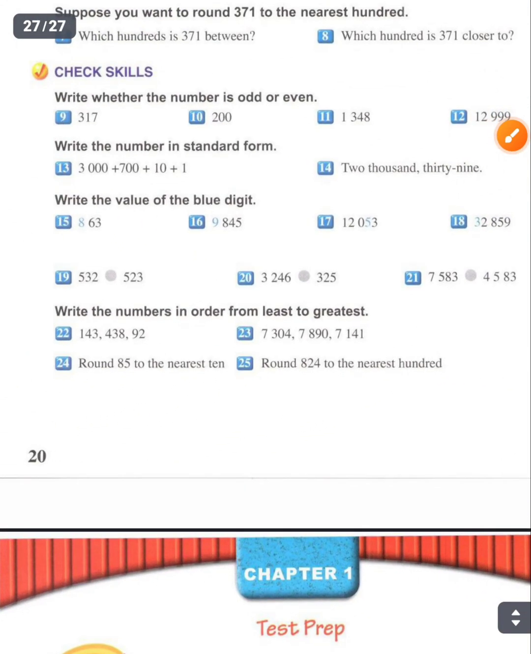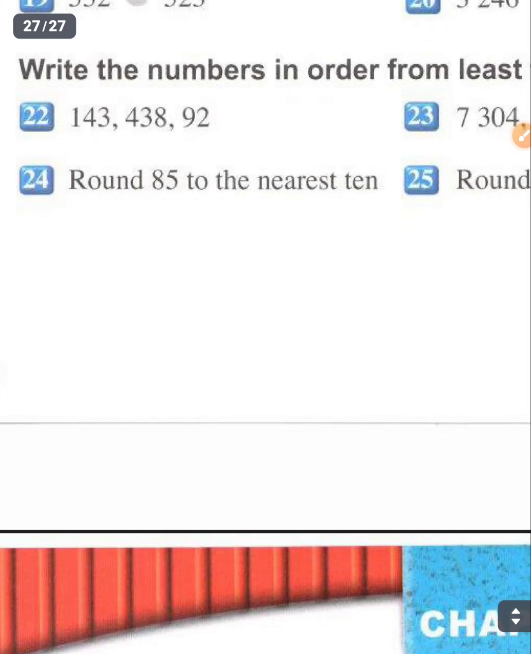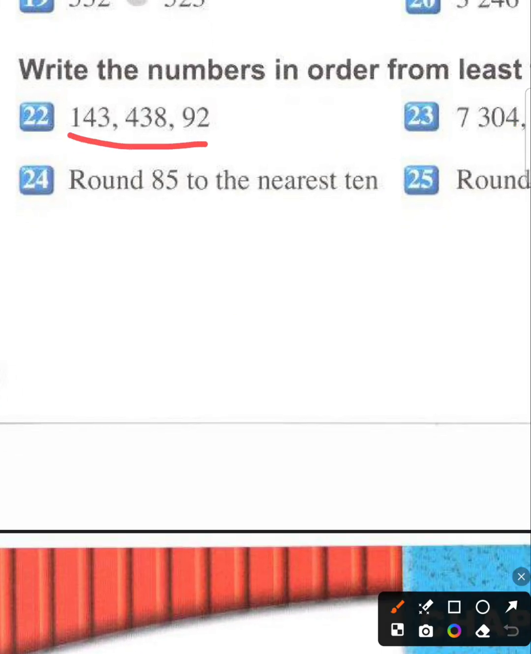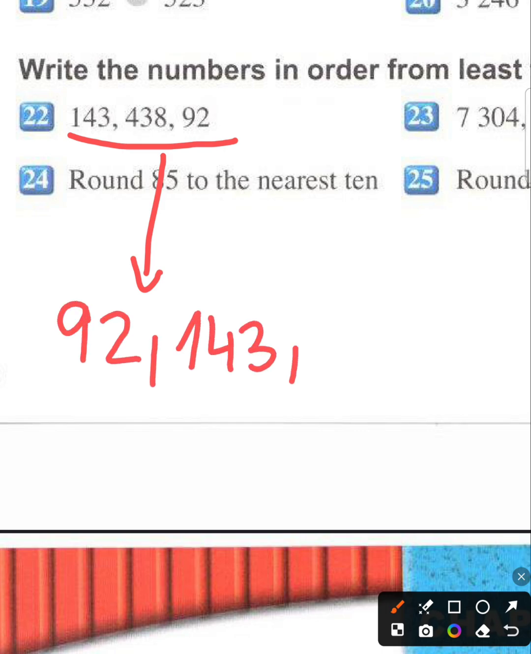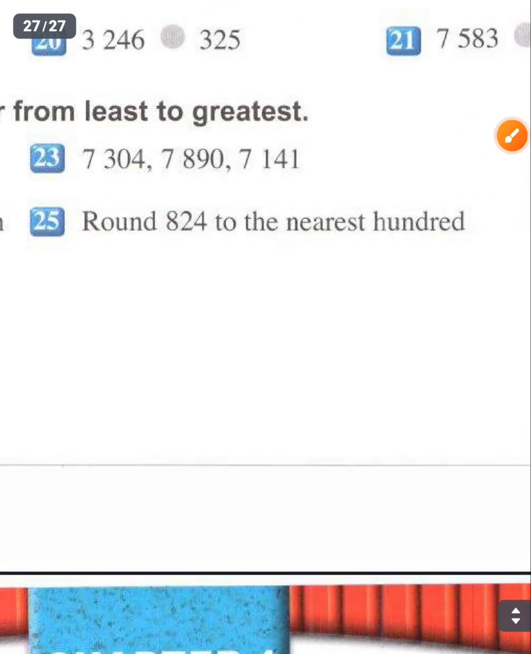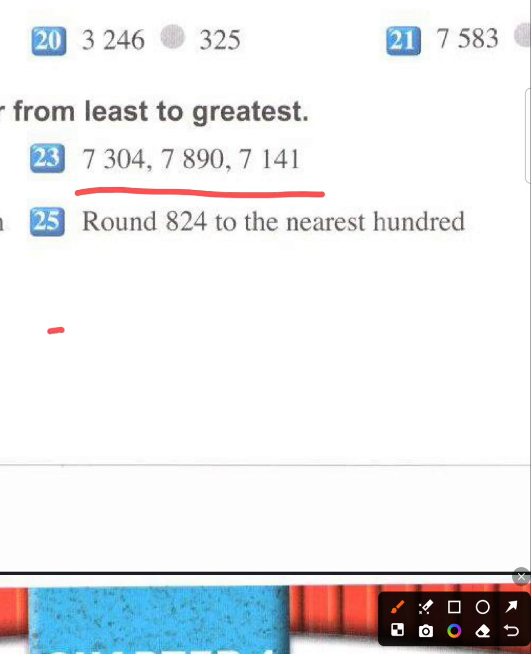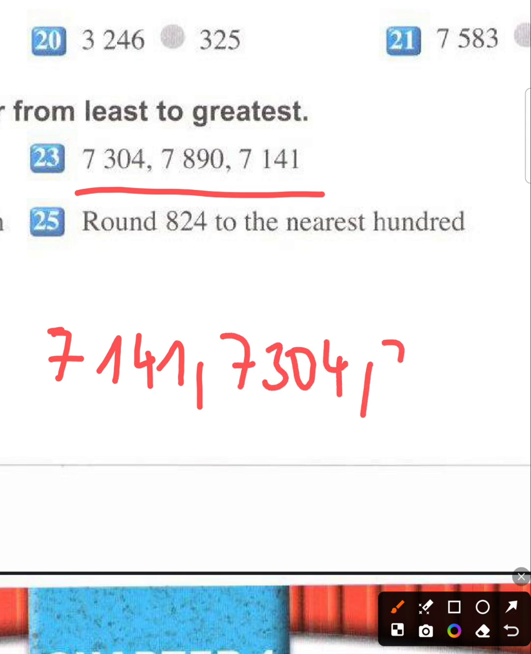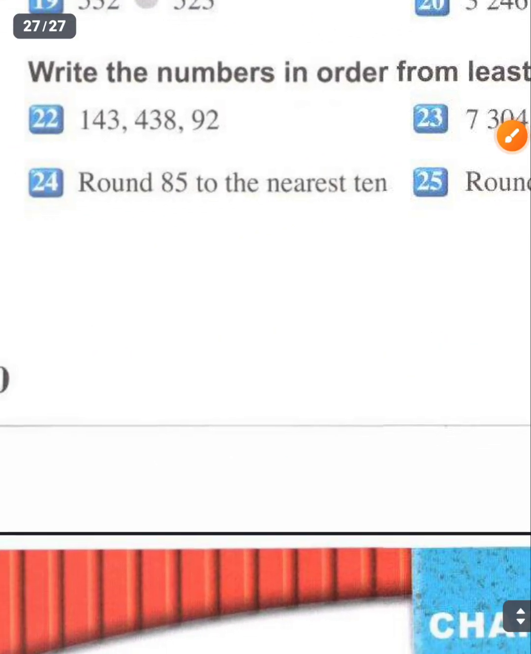We are going to make the last 4 questions and write the numbers in order from least to greatest. I will make it a little bit bigger. We will make this task. It means 92, after 143 and 438, 23. We will make this from the list: 7,141, 7,304, and after it 7,819. Finish. Okay, and last one.